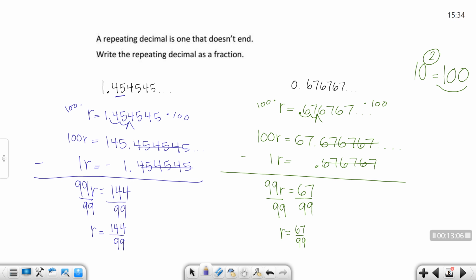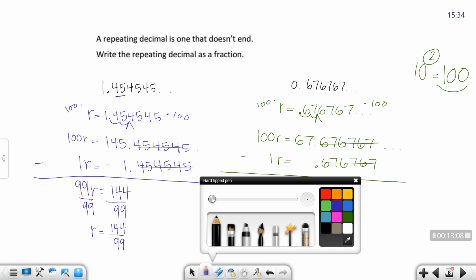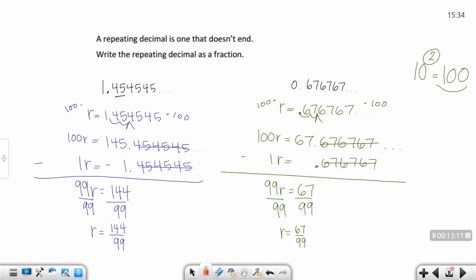Now most of the time that is your answer, but in this one unfortunately it's going to reduce. And actually it reduces by 9. So the bottom's pretty easy. 99 divided by 9 would be 11. But the top one we might need a little bit more help with. So 9 goes into 144 16 times. So it would be 16 over 11. And that's how it would look. And that's how you write a repeating decimal as a fraction.